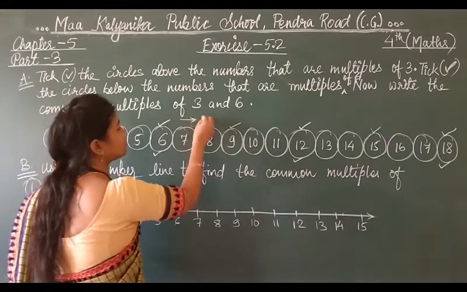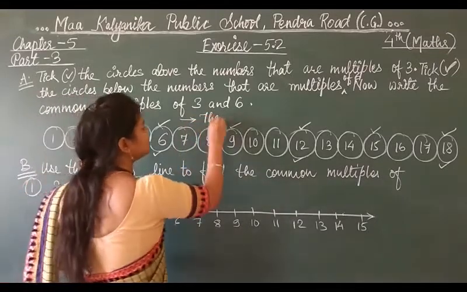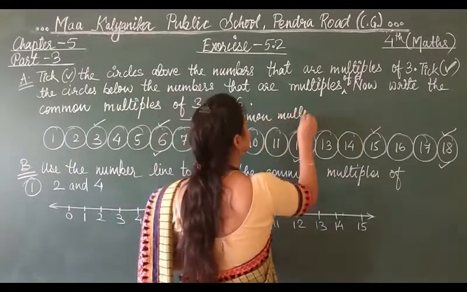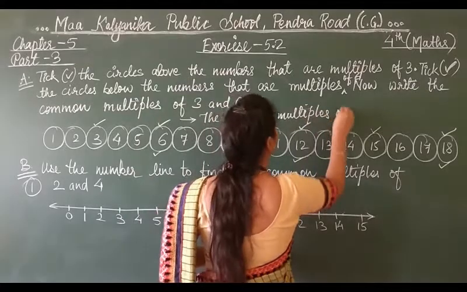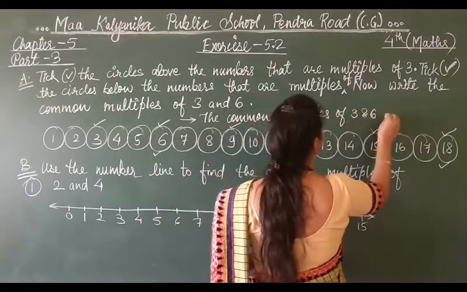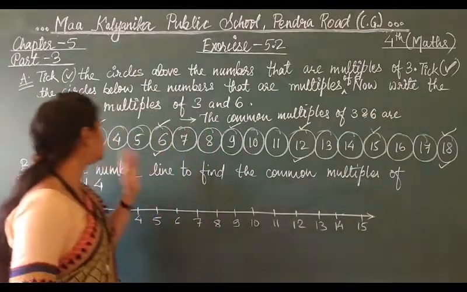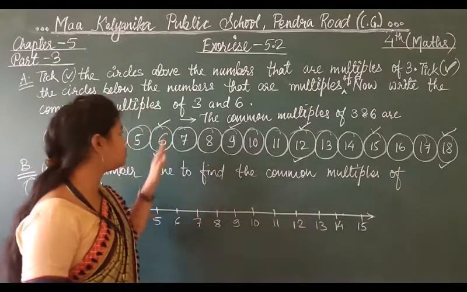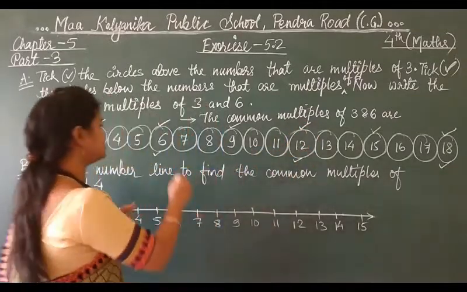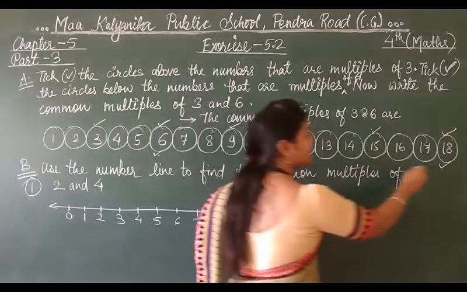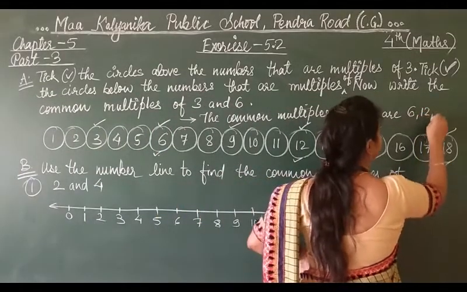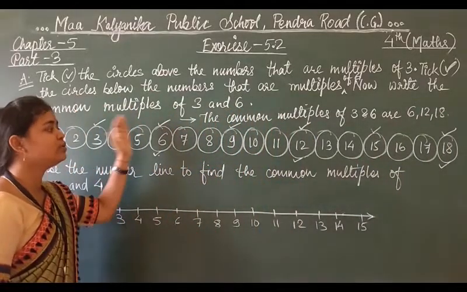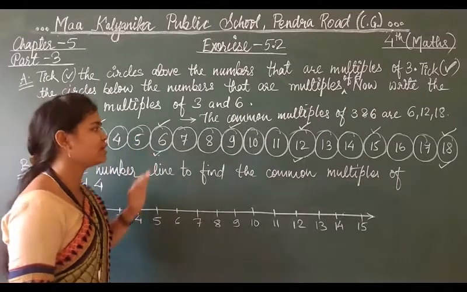So students, you can write here or you can write below also the common multiples of 3 and 6 are. What are the common multiples? See here, 3 is not a multiple of 6. What do you have to see here? Where 2 ticks are there. 2 ticks are given here. So see, 6, 12 and 18. So these are the 3 numbers which are common multiples of both 3 and 6. So students, in this way you can solve question number A.